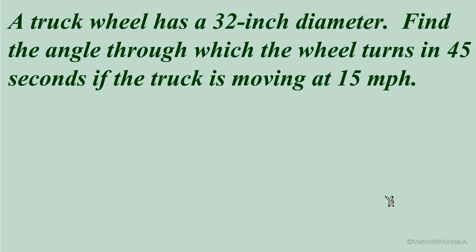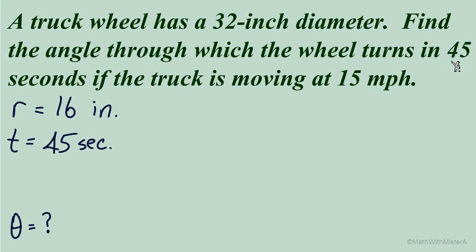We're picking out what given information there is. The wheel has a 32-inch diameter. Let's get rid of the diameter and go for radius, cut it in half, 16 inches. Next, find the angle. So we're interested in finding theta. We've got a measure of time, 45 seconds. The truck is moving at 15 miles per hour. So here is linear speed.